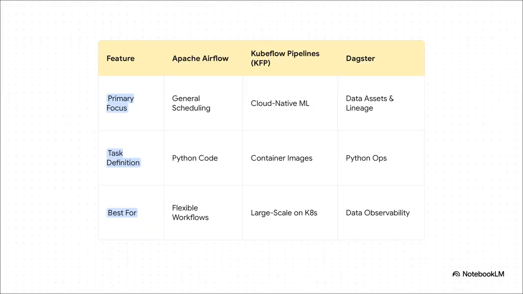Now, not all orchestrators are the same. They each have their own personality, their own philosophy. You've got Apache Airflow, that's like the battle-tested Swiss Army knife. It's super flexible and great for all kinds of data jobs. Then there's Kubeflow Pipelines, the cloud-native specialist. It's built for running massive, containerized machine learning workloads on Kubernetes. And then you have some newer tools like Dagster, which are obsessed with data itself, tracking its lineage and quality as it moves through the pipeline.